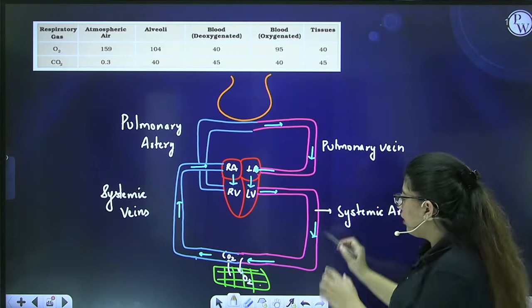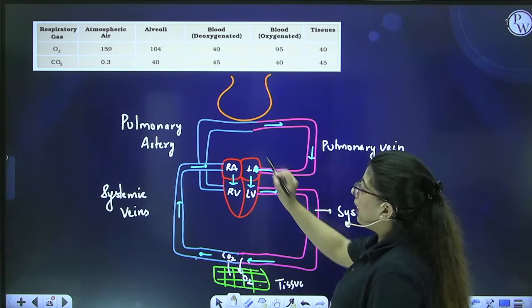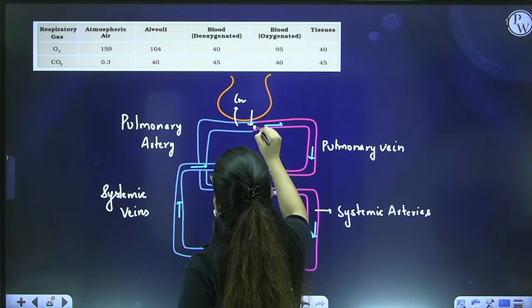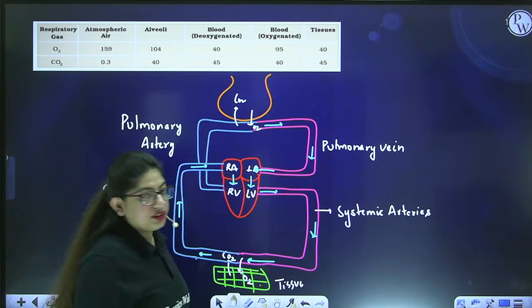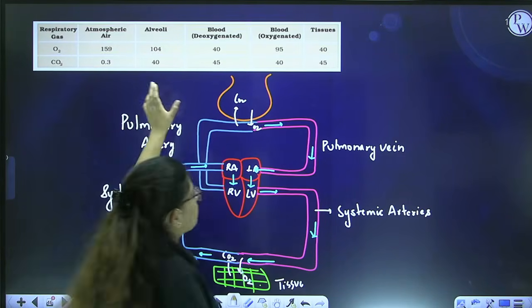Now you got to know this oxygenated blood will give oxygen to the tissues and pick up CO2, and this one will give CO2 to the alveoli and pick up the oxygen. This is how this blood is oxygenated. Fine. So now we say that here all the partial pressures are written.